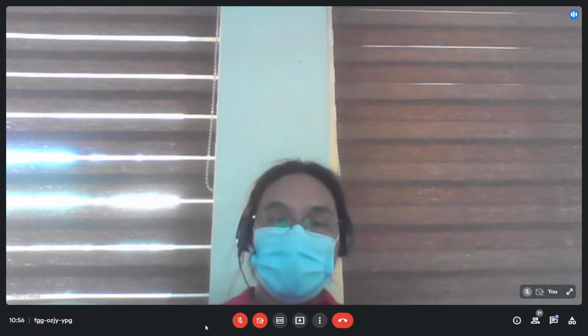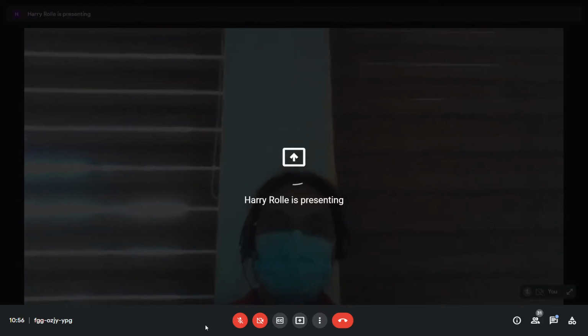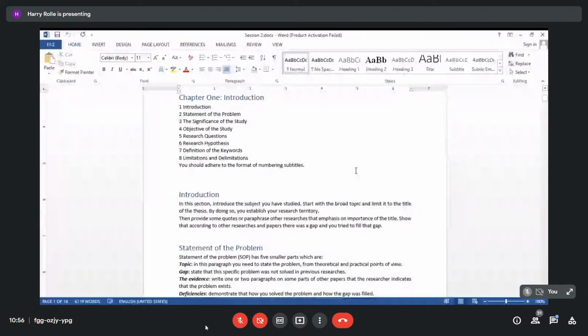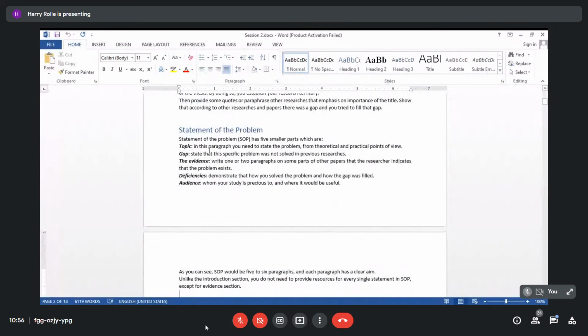Okay, so statement of the problem. Statement of the problem, or SOP, has 5 smaller parts. You have here the topic, the gaps, the evidence, the deficiencies, and the audience. So normally, when we talk about the topic, in this paragraph you need to state the problem from theoretical and practical point of view.